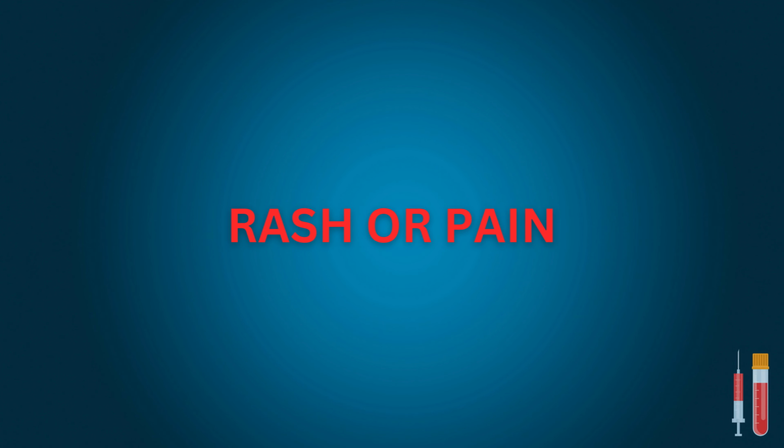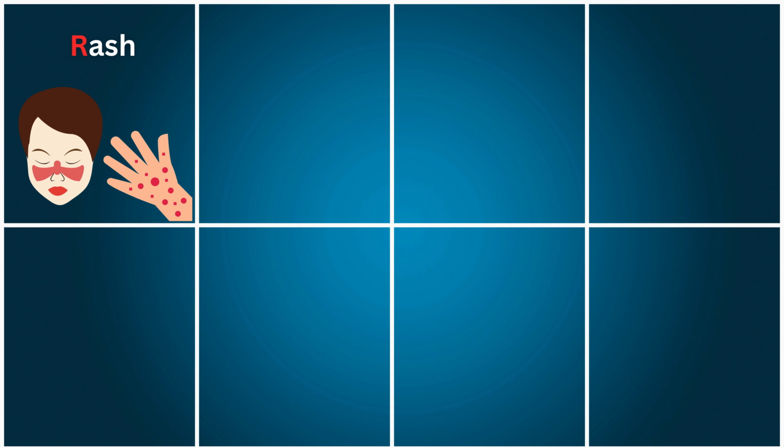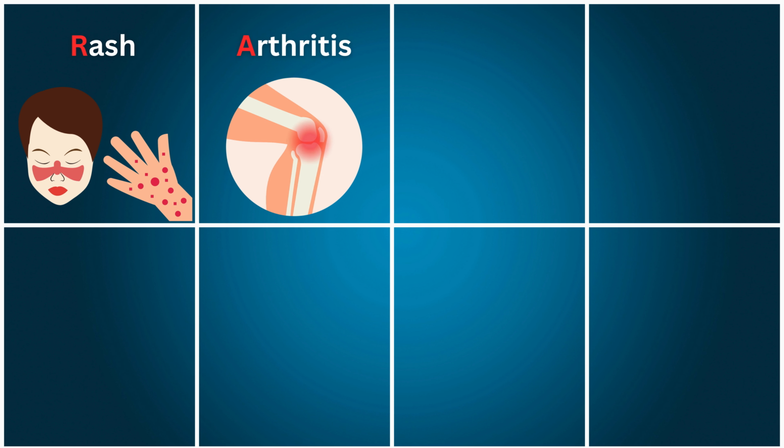The signs and symptoms of SLE are in these words: Rash or pain. R stands for rash, where we have two types of rashes. The first is a redness on the face that includes the cheeks and nose called malar rash, and the second is a red raised circular or coin-shaped rash called discoid rash. A is for arthritis, or non-erosive inflammation of the joints, meaning it doesn't cause destruction of the joints and doesn't cause deformities in the joints.